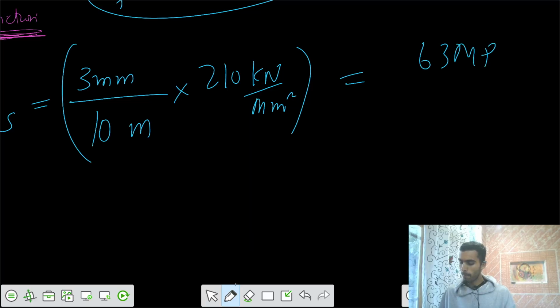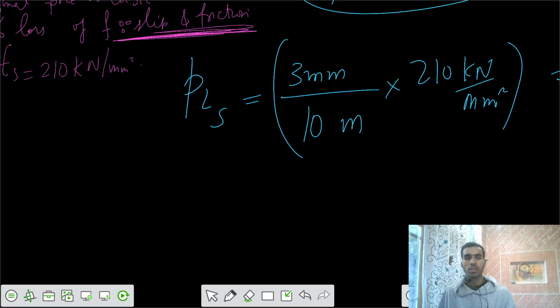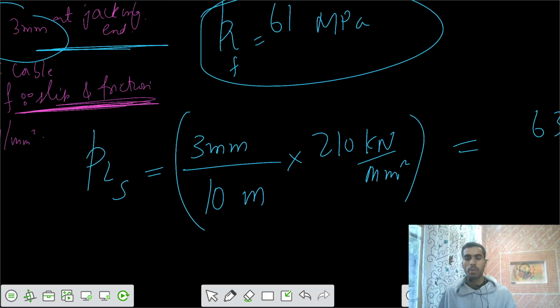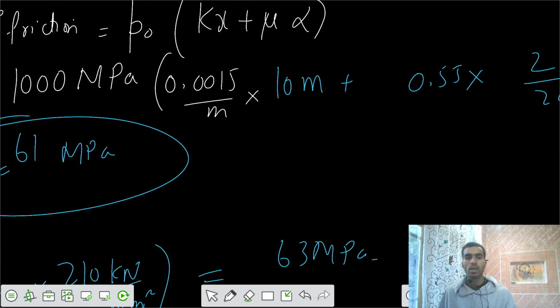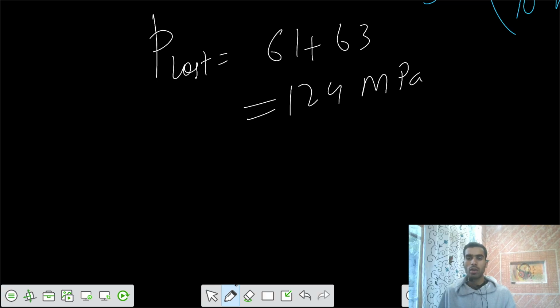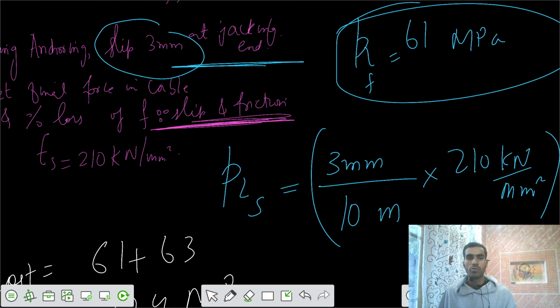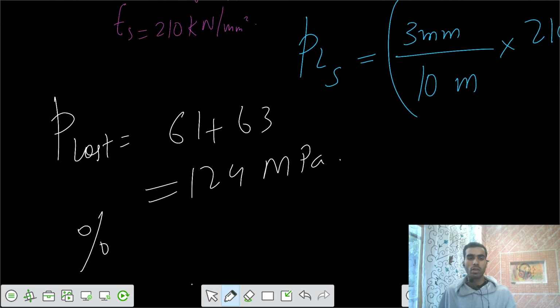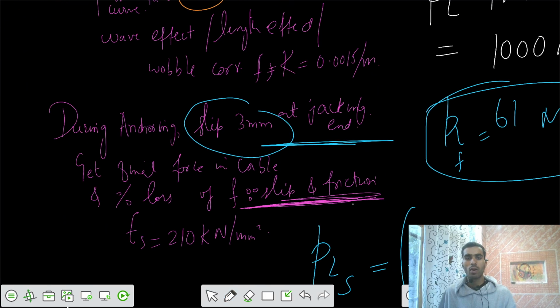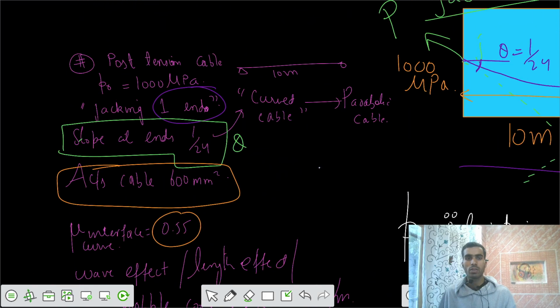You can get this value coming to be 63 megapascal. So what is the total stress lost? P lost is equal to P1 plus P2, 63 plus 61, the sum of these two losses, that is 124 megapascals. Now what is the percentage of stress lost? 124 divided by the total. Initially it was 1000. Initial value of the prestress was 1000.